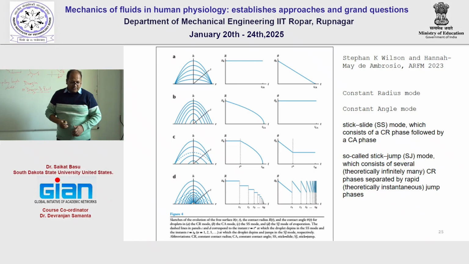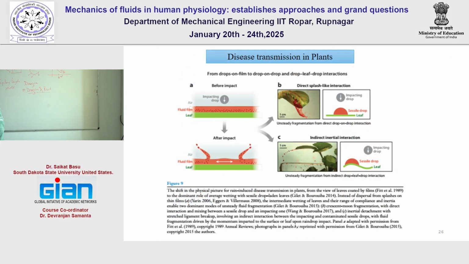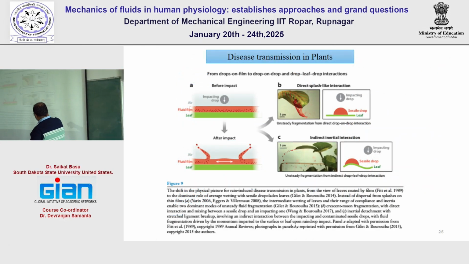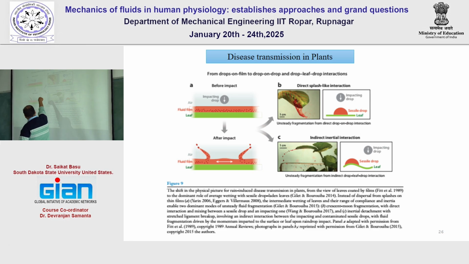Then the last part covers disease transmission in plants, where essentially you can see a drop falling on a horizontal surface creates some sort of crashing like this, whereas leaves are generally hung like this, and leaves are also flexible surfaces.